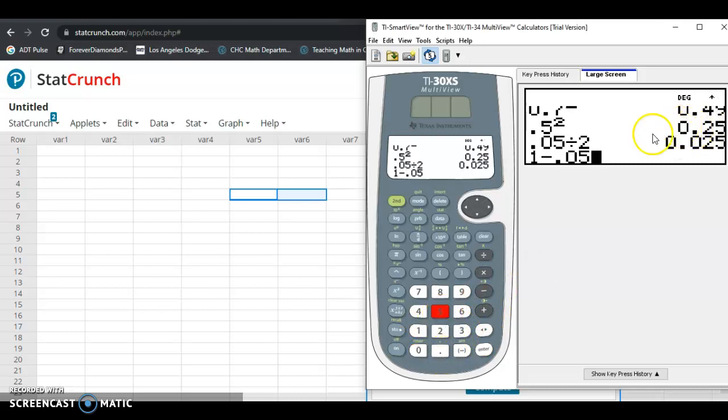So let's forget about dividing the significance level by 2. Let's forget about that for now. Let's do 1 minus the significance level, whatever it might be. In this case, the significance level is 0.05, so 1 minus 0.05 is 0.95.